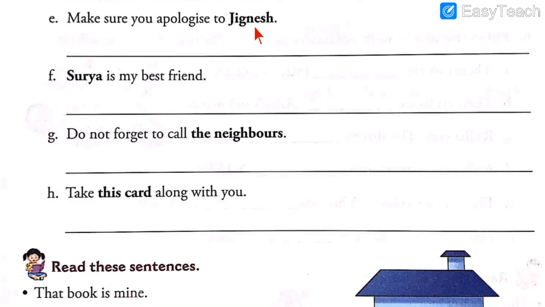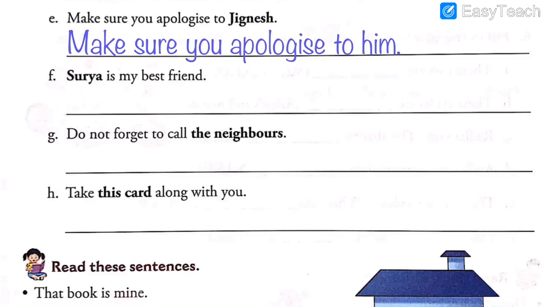You should apologize to Jignesh. Did you notice I asked the question whom? I did not say who. So whom is called an object pronoun and we have to use him. In the answer we cannot use he because he is a subject pronoun, him is an object pronoun. So here is answer number 5: Make sure you apologize to him. Instead of Jignesh I have written him.